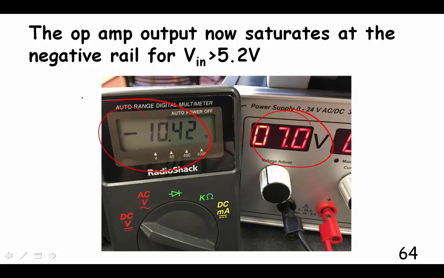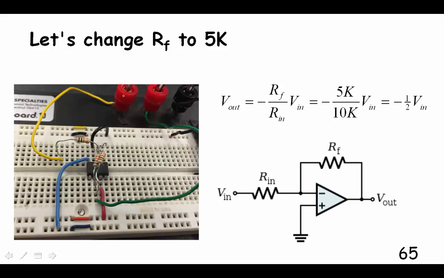Input of 7, output of -10. What happened? What happened is the op amp can't put out a voltage greater than its supply voltages. So it saturated once I had an input of 5.2, and anything above that 5.2, I'm just going to get the rail voltage. Let's change the feedback resistor to 5K and see how that works.